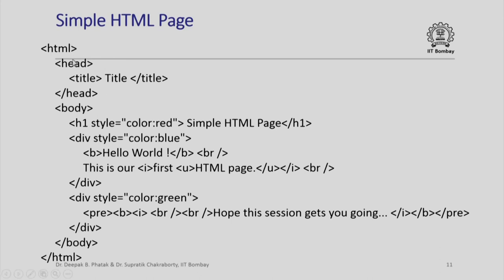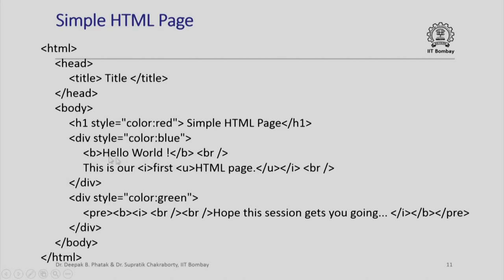So I have the HTML page with a head, title, I just say title, there is a body, in body, in red color, I say simple HTML page. Please note H1 slash H1 is the tag pair which contains all of this, including the value of the attribute color, and that is given as style. So style color colon red means the appearance of this simple HTML page should be in red color. Div style color colon blue means the subsequent material should appear in blue. So the words hello world will appear in blue color.